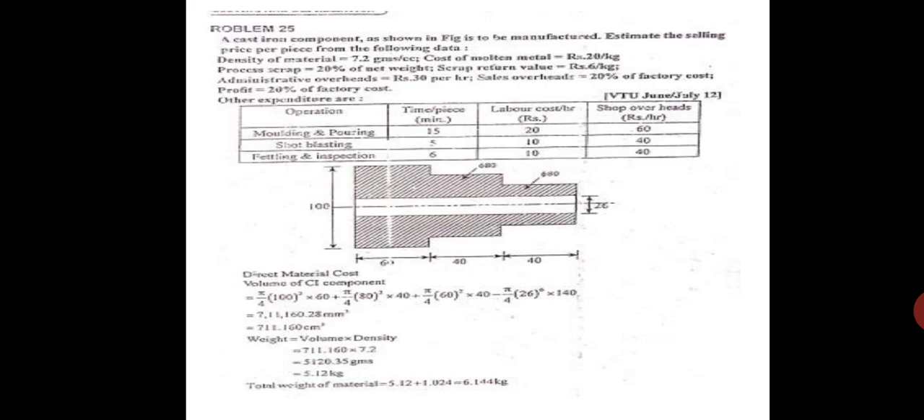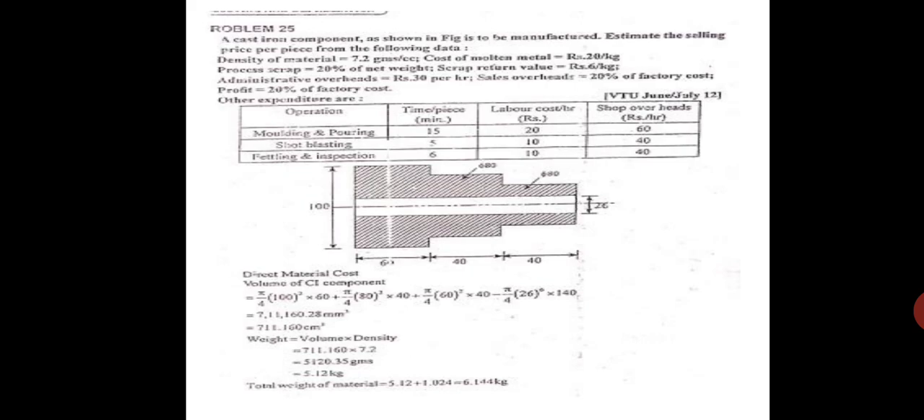Normally when you are doing castings, there will be generation of scrap. So he says the process scrap is 20% of the net weight of the component, and the scrap return value is 6 rupees per kg. So molten metal, if you buy molten cast iron, is 20 rupees per kg, but when you return the scrap cast iron, you can get 6 rupees per kg, almost 1/3.